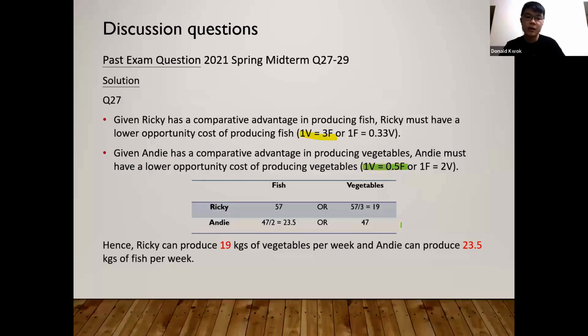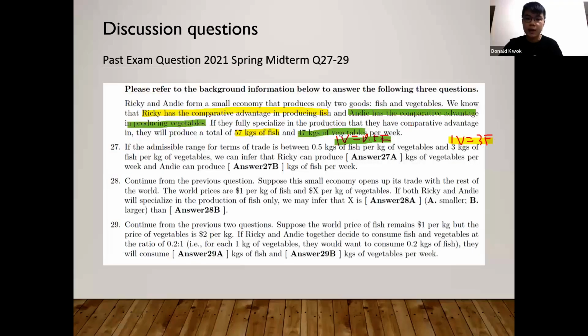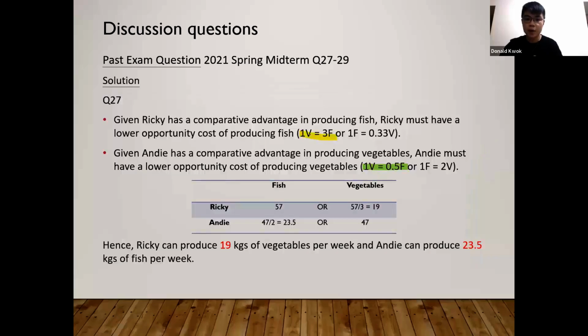All right, so let's start with Ricky. So 1V equals 3F, or equivalently, 1F is 0.33V. To find the number of vegetables that Ricky can produce, we just multiply both sides by 57. Because Ricky can produce 57 kg of fish, and we also have the opportunity cost relationship, 1F equals 0.33V. Then we know that 57F will equal 0.33 multiplied by 57V. And this is how we can obtain the number here: 19.